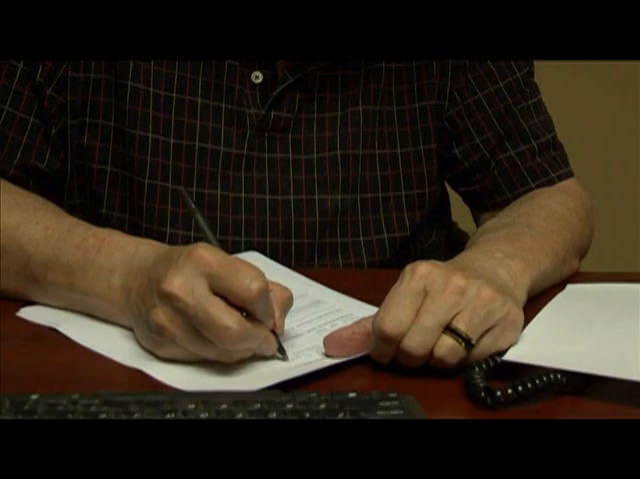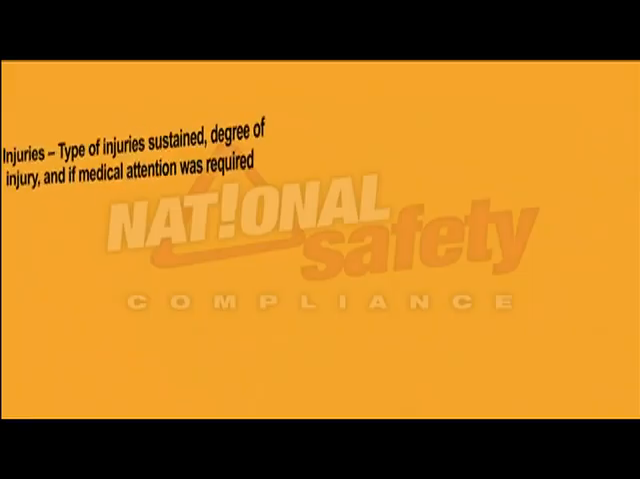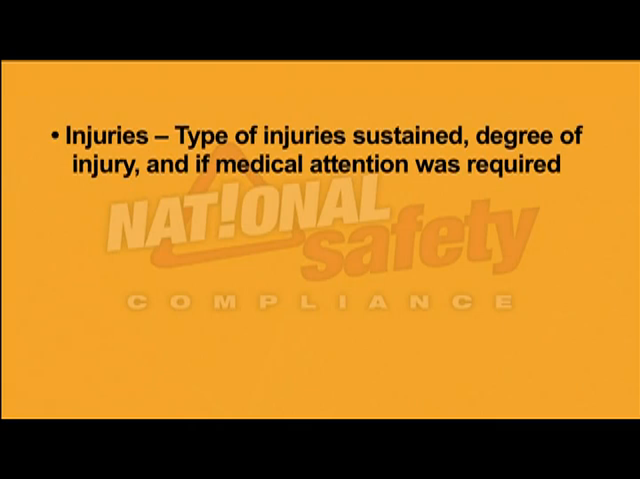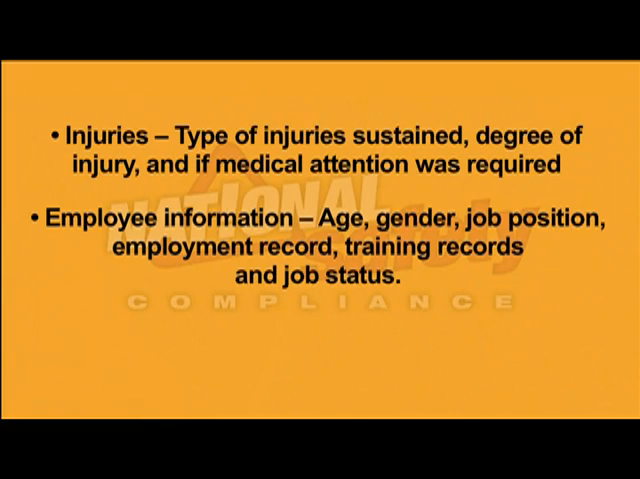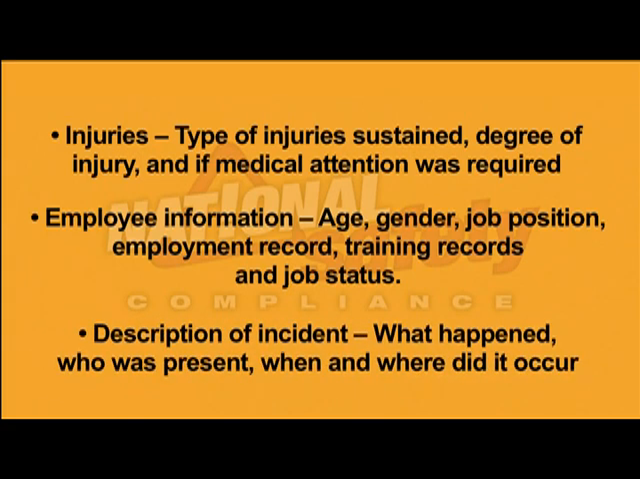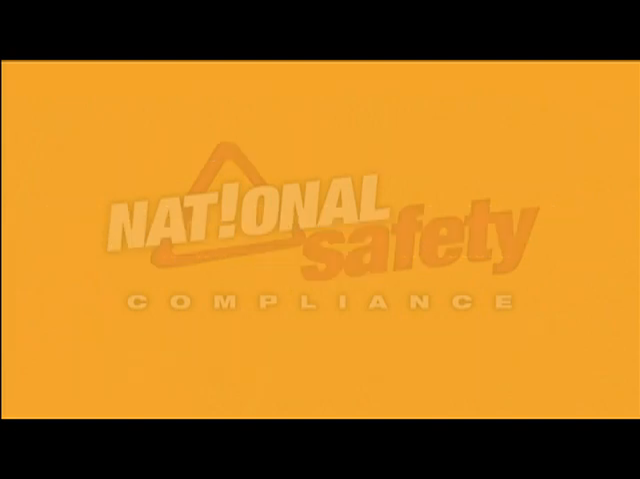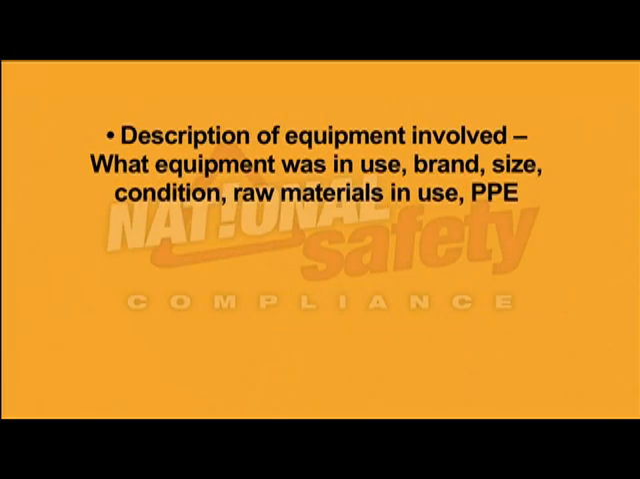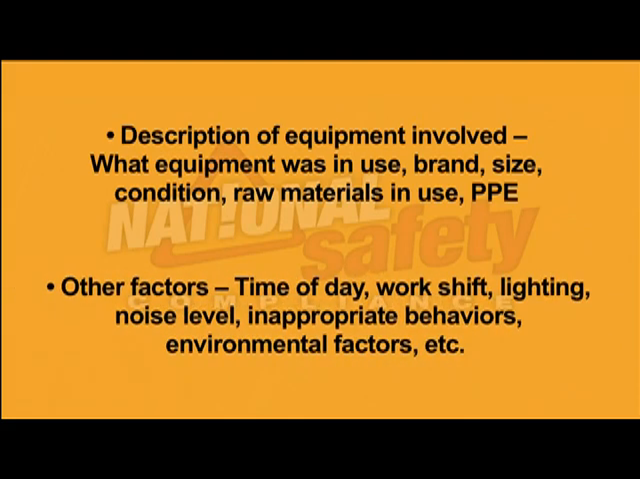Some of the information needed includes the following: injuries, type of injury sustained, degree of injury, and if medical attention was required; employee information, age, gender, job position, employment record, training records, and job status; description of incident, what happened, who was present, when and where did it occur; description of equipment involved, what equipment was in use, brand, size, condition, raw materials in use, PPE; other factors, time of day, work shift, lighting, noise level, inappropriate behaviors, environmental factors, etc.